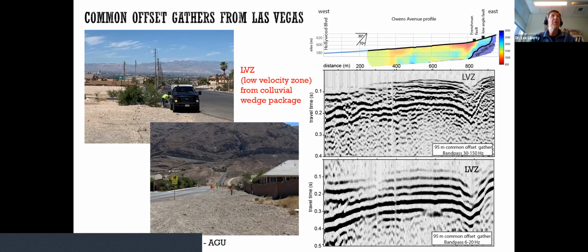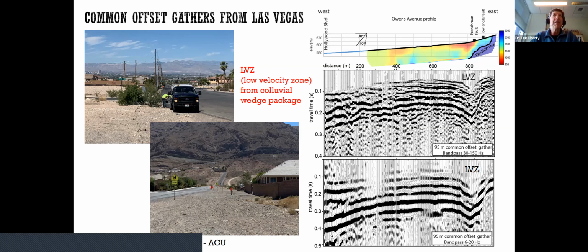I'm just jumping over to Las Vegas really quick. We collected this data set this past summer, and I just wanted to emphasize this common offset gather one more time. Here's our first arrival tomogram, and you see this very low velocity zone here. This happens to be what I'm interpreting as a colluvial wedge package here, with enormously low velocities. And you can see it on the raw field gathers. Again, this is just a common offset gather with a simple bandpass filter, no other processing involved. And you can see this significant slowdown of the first arrivals here that's consistent with this interpretation of this colluvial wedge package. Surface waves are also much slower here in this particular case.